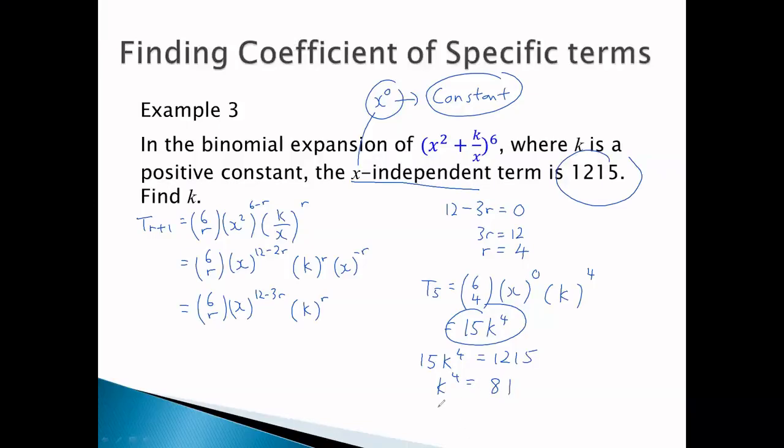And therefore, k is the fourth root of 81. You should get 3 or minus 3, right? Because there are always two answers. But didn't they say positive? So I'm going to reject this negative 3. And therefore, k equals 3 is my answer. Okay? So, again, I've shown you how to find a specific term, in this case, the x-independent term, without doing a full binomial expansion. All right, so the general term is actually very useful for many questions in binomial theorem.